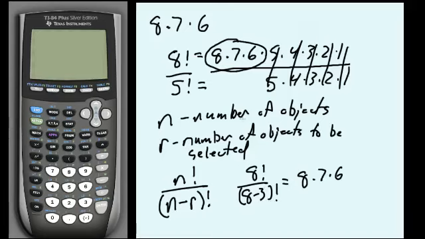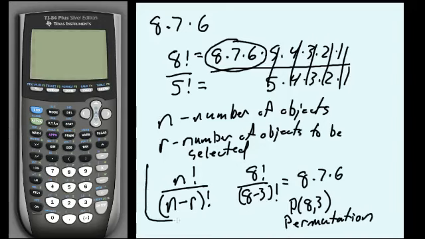So this permutation right here, for example, is P(8,3). That means we have 8 things to choose from, and we want to choose 3 of them. Again, this is called a permutation. And this is the formula for a permutation. This one right here. And we can also do this in the calculator.